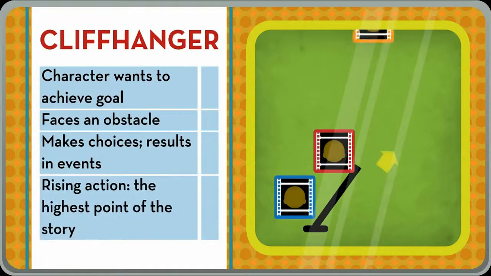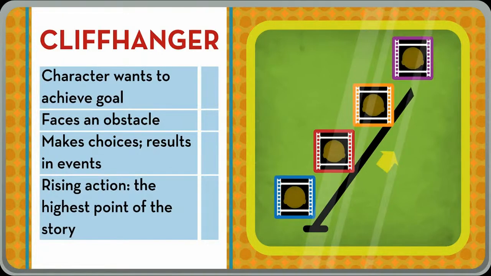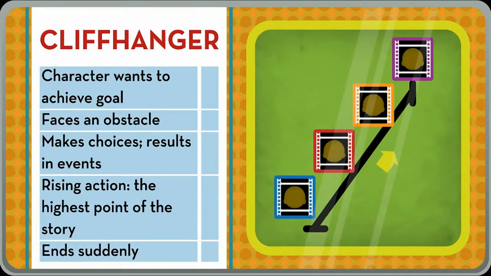Similar to the progressive pattern of action, the cliffhanger begins in much the same way. It's built through rising action until finally the action hits its peak. Then, suddenly, it ends there. There's no conflict resolution in a cliffhanger. It leaves the reader hanging, wondering, how does the story end?